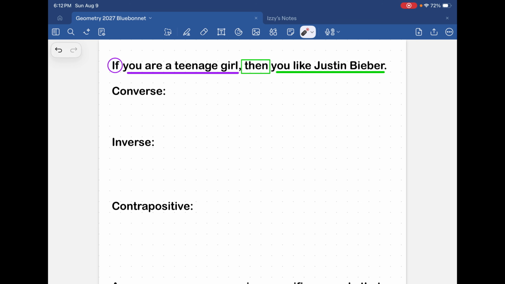In the inverse, I'm going to keep the order as it is. I'm going to add the word not. If you are not a teenage girl, then this is where I would put do not like Justin Bieber, because you not like Justin Bieber doesn't make as much sense in my ear. For the contrapositive, I would switch and I would add the not. So if you do not like Justin Bieber, then you are not a teenage girl.